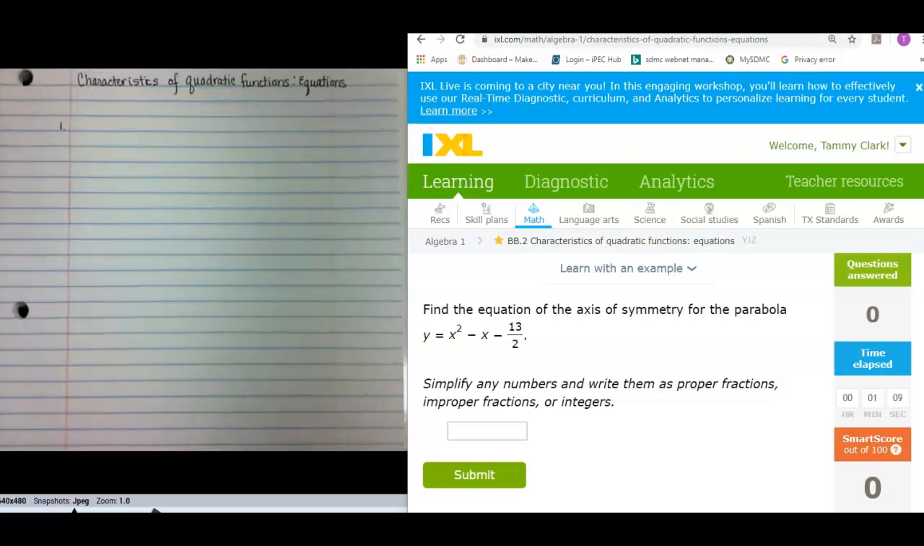Alright, so we're going to look at IXL and characteristics of quadratic functions in the equation form. So let's go ahead and just jump right in and I'll explain as we go.